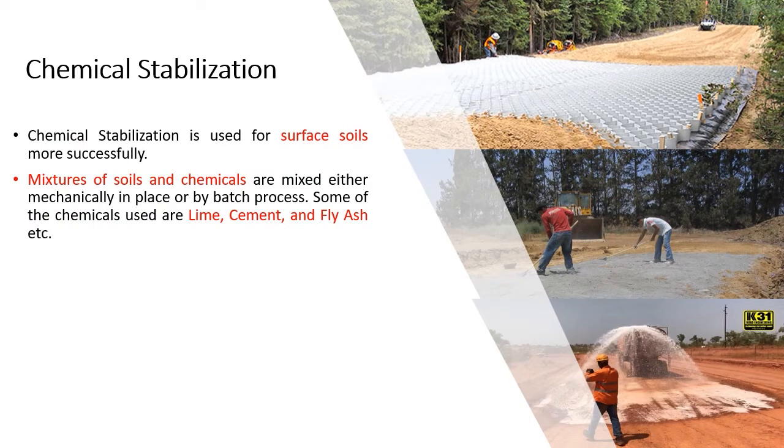Stabilization by using different types of admixtures. Chemical stabilization. Chemical stabilization is used for surface soils more successfully. Mixtures of soil and chemical are mixed either mechanically in place or by batch process. For example, the chemicals used are lime, cement, and fly ash.